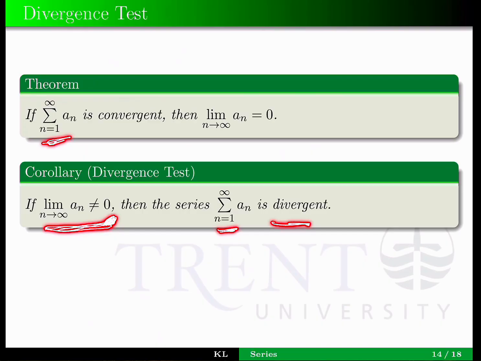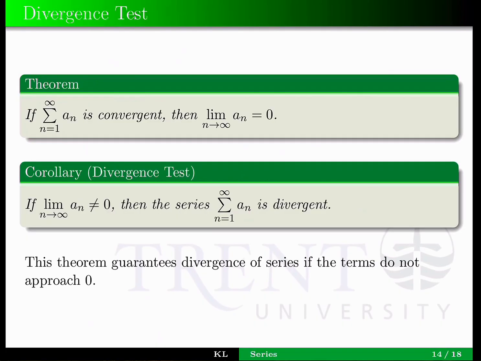Okay? So again, you got a series, and you found out that the limit of your tails does not go to 0. Then your series must be divergent. So this is what we call the divergence test. This is a test for divergence. It is not a test for convergence. This theorem guarantees divergence of a series if the terms do not approach zero.